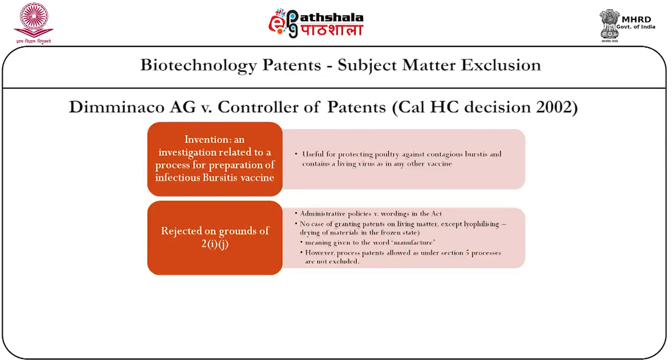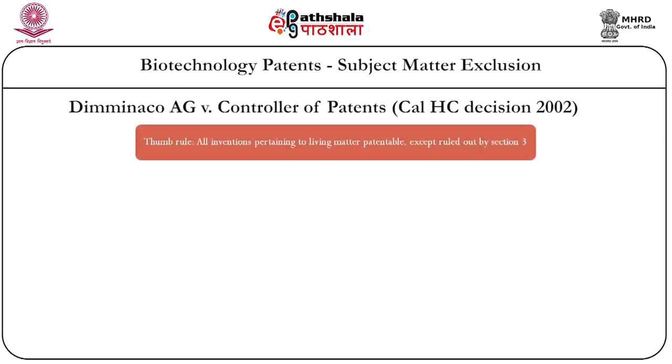Now, post this decision, there was a lot of discussion, and then finally you had the 2005 amendments. Now, the thumb rule is that all inventions pertaining to living subject matter except as ruled out by section 3 are patentable, which means Indian law does not discriminate between biotechnology and non-biotechnology subject matter. All kinds of subject matter are routinely accepted by the patent office, but there are certain exclusions. We'll discuss a few of them in this particular module.